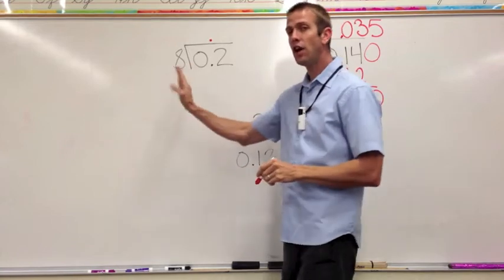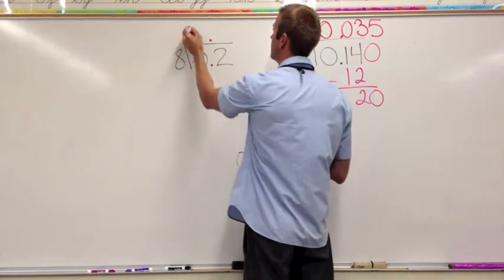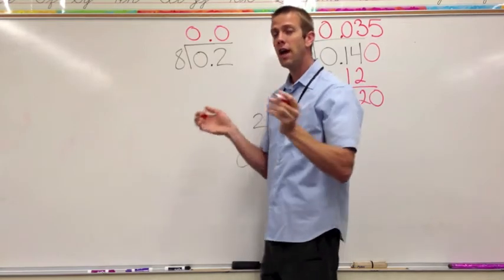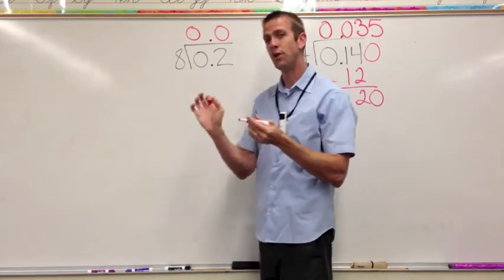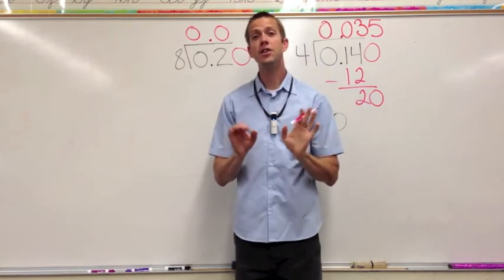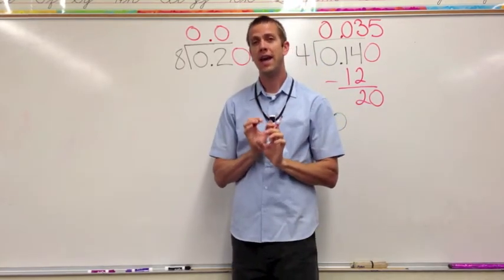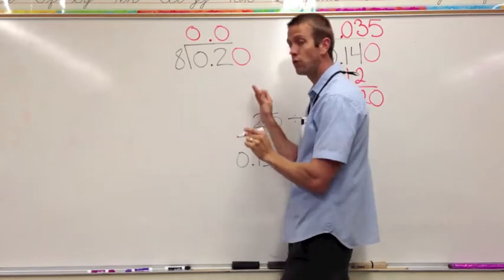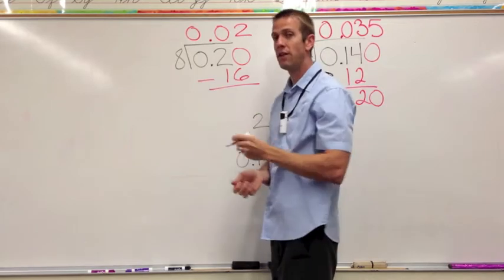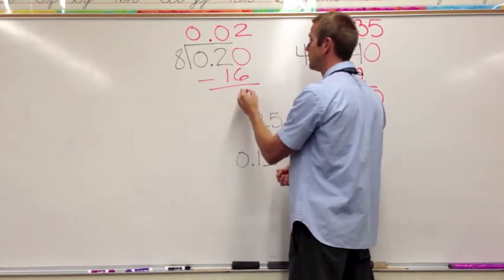So 8 cannot go into 0 or 2. 0, 0. So what do I do now? I change 0.2 to 0.20. Its value has not changed. I just placed a 0 on there so I can divide now. 8 goes into 20 twice making 16, which leaves me with 4, because 20 minus 16 is 4.